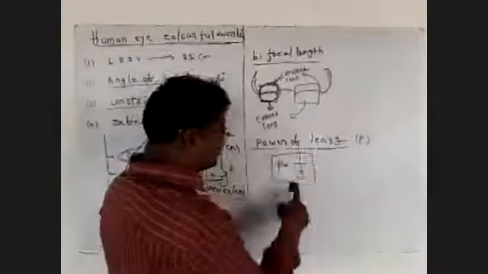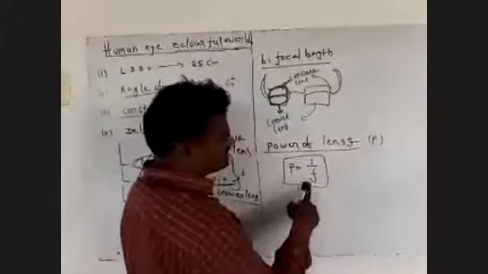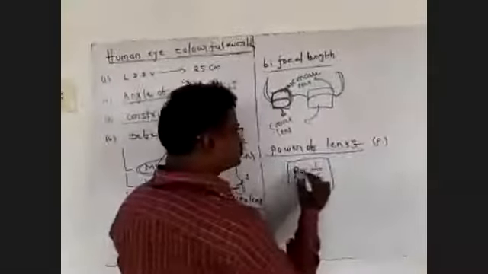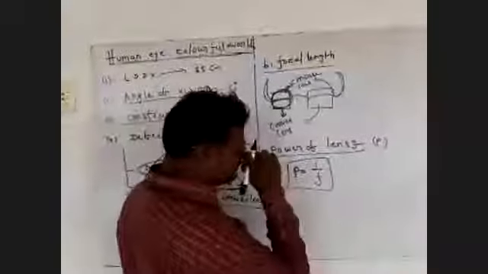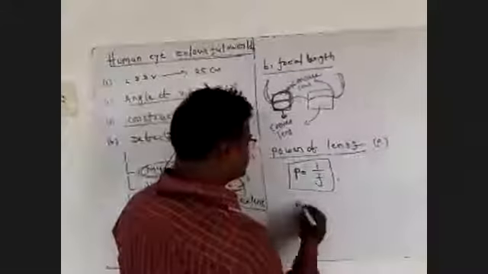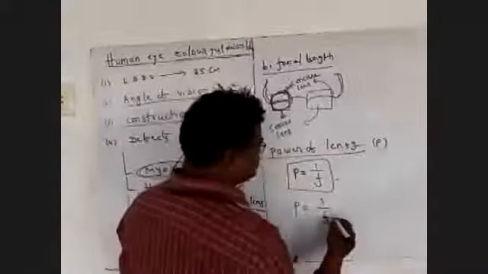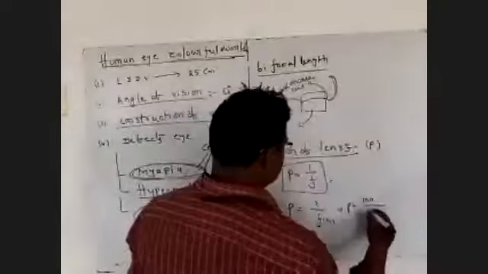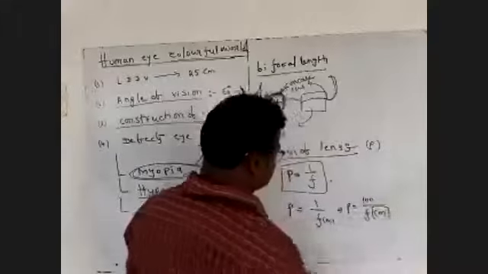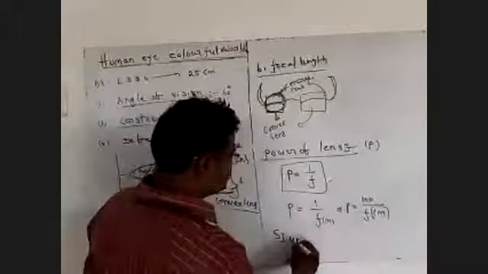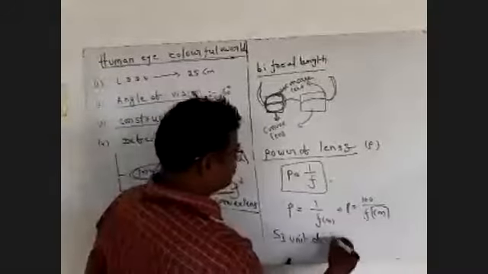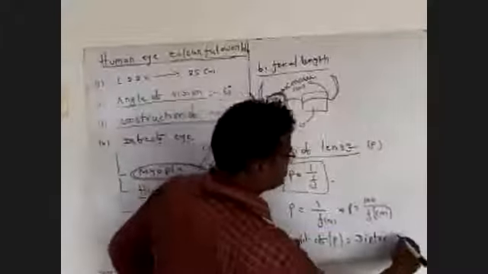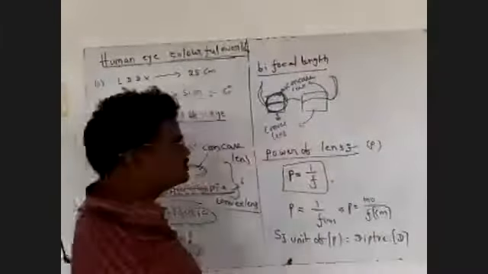P is equal to 1 by f, where f is the focal length of the convex lens, or it may be the focal length of the concave lens also. So power is equal to the reciprocal of focal length. This is 1 by f with f in meters, or P is equal to 100 by f with f in centimeters. The SI unit of power is the diopter. Let's write it as capital D.